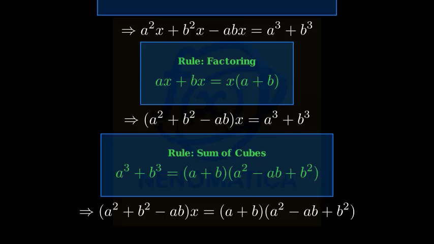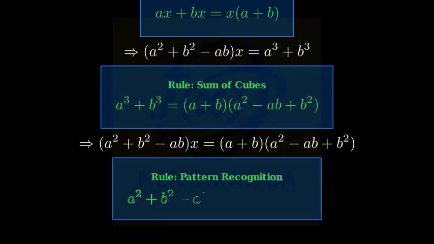So our equation becomes (a squared plus b squared minus ab) times x equals (a plus b) times (a squared minus ab plus b squared). Now, we need to notice an important pattern. Looking at the left side coefficient and the right side, we see that a squared plus b squared minus ab is actually equal to a squared minus ab plus b squared.